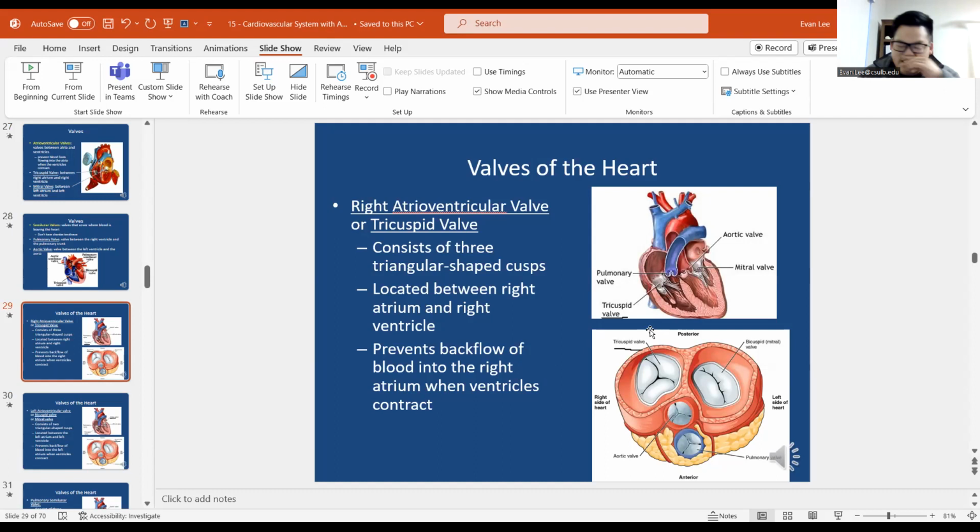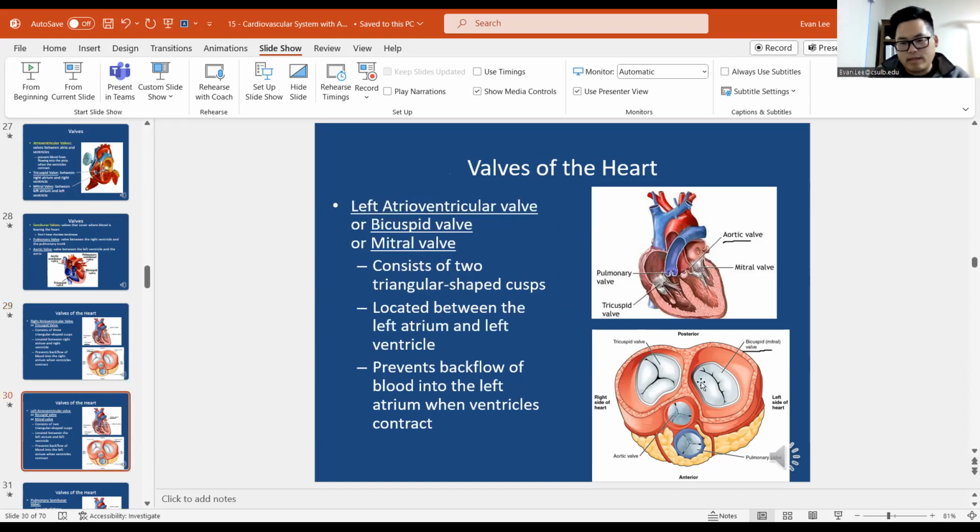So when the right ventricle contracts, this valve stops the blood from going back into the atrium and instead makes it go forward into the next blood vessel. To give you one more detail about this valve, when you see the word tricuspid, tri means three, kind of like tricycle. In this case, the tricuspid valve has three little flaps or three little cusps. So that's why it's called the tricuspid valve. 1, 2, and 3.